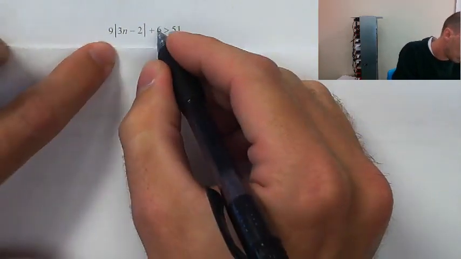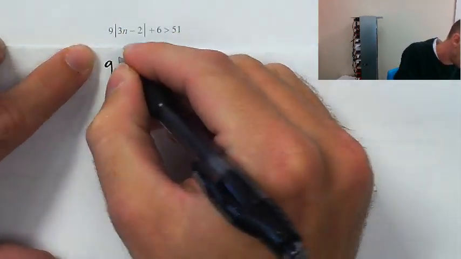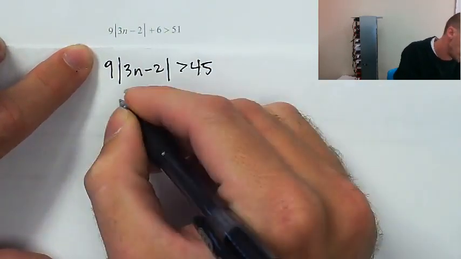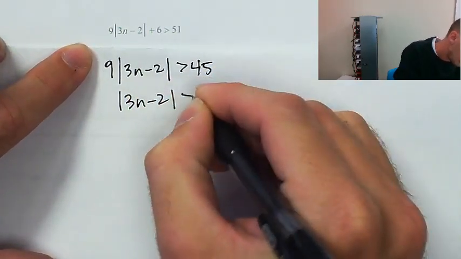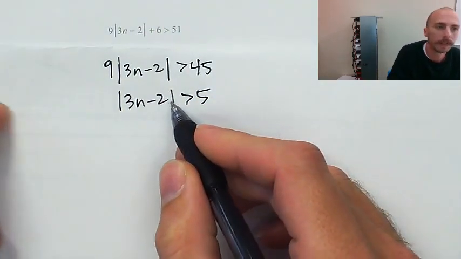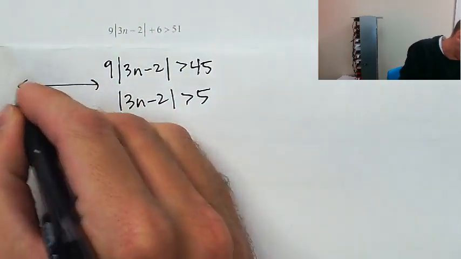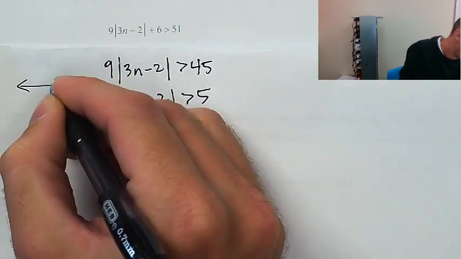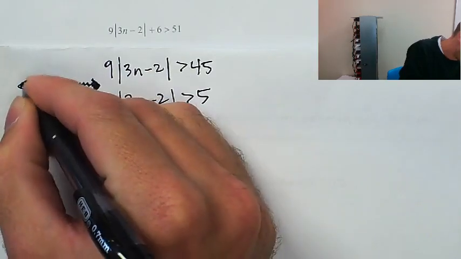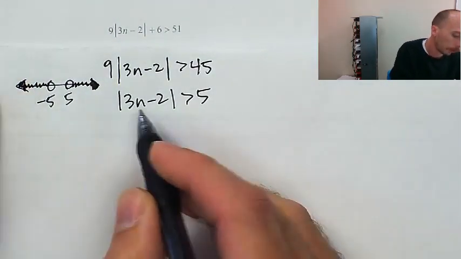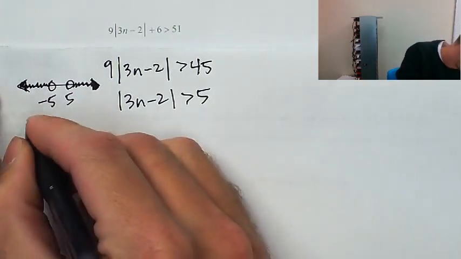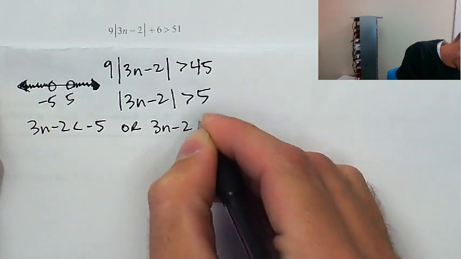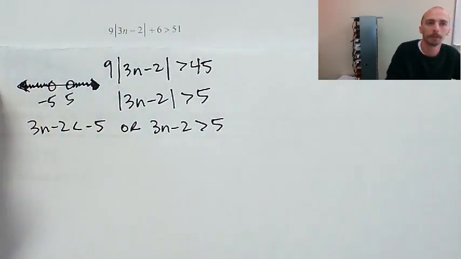All right, I'm going to start by subtracting 6 from 51, and that will be 45. I'm going to divide both sides by 9. And then I'm going to say, all right, when is the absolute value of a number greater than 5? Well, definitely when the number is greater than 5, but also when the number is more negative than negative 5. So this 3n minus 2 could be less than negative 5, or 3n minus 2 could be greater than positive 5. Right there.